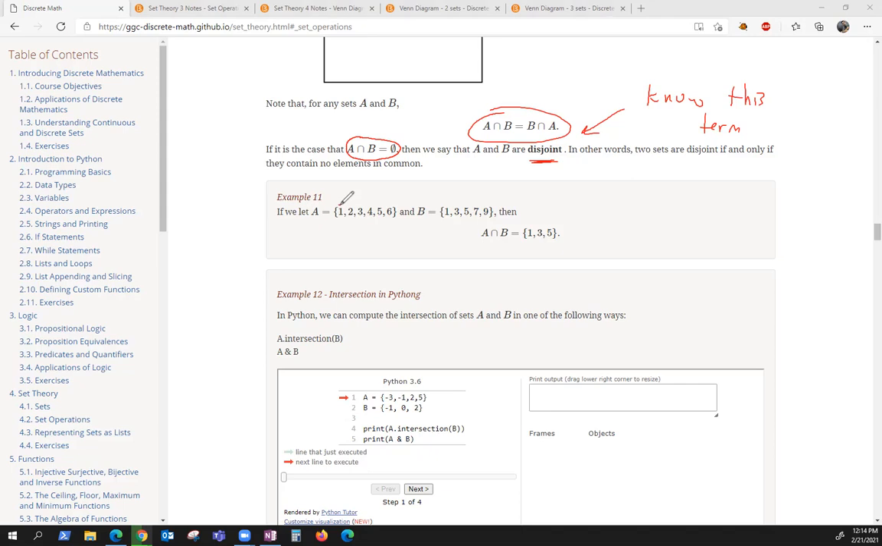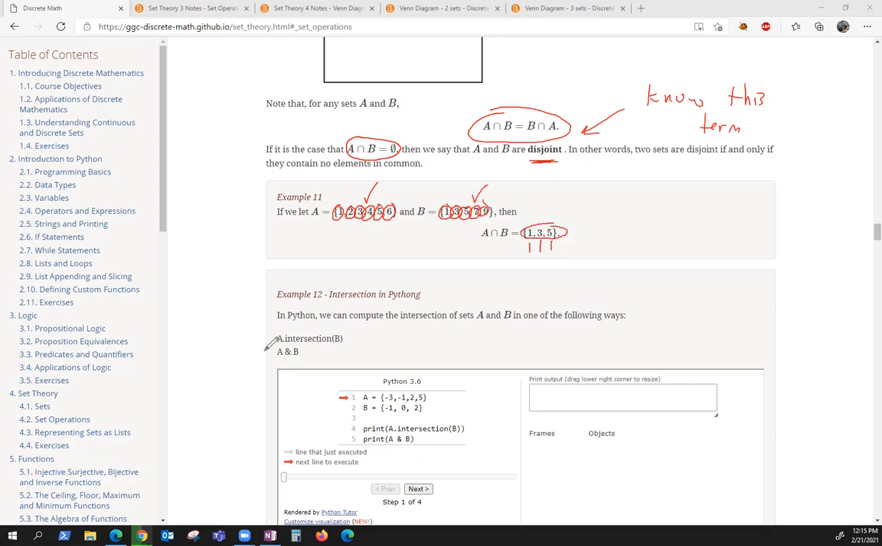So 1 is in A, 1 is in B, so 1 is in the intersection. 2 is in A, 2 is not in B, so that's not in the intersection. 3 is in A, 3 is in B, that's in the intersection. 4 is in A, 4 is not in B, 5 is in A, 5 is in B, 6 is in A, 6 is not in B, so we're finished checking everything over here. 7 isn't going to be in A, 9's not going to be in A, so we're finished checking over here. And so this is the entire intersection.